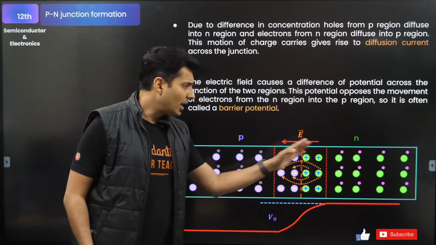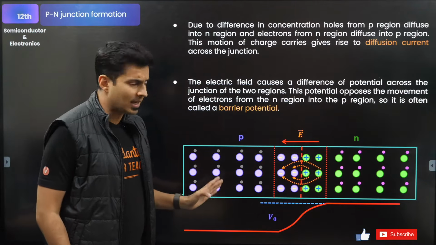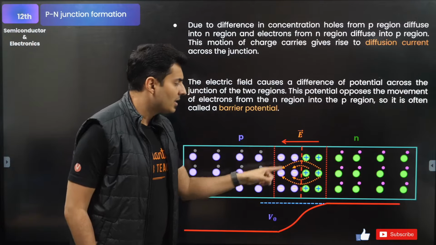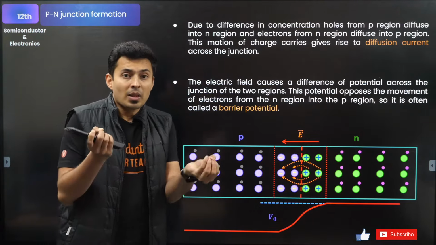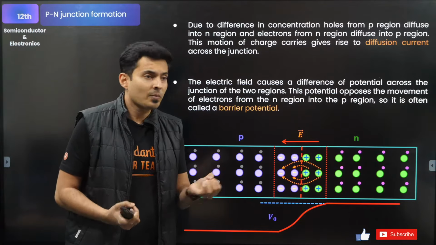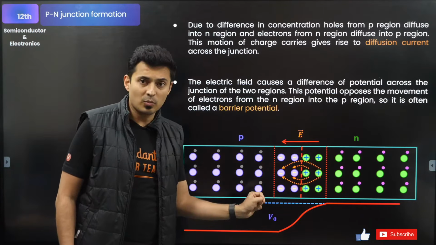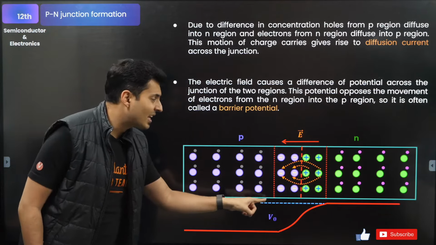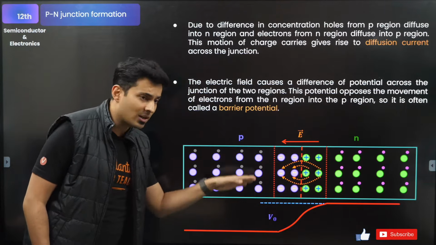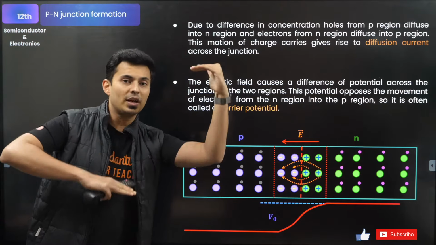The moment the electrons flow to the p side, you will see the negative charges and the positive charges created here now create a potential difference. This is at higher potential because this is positive, because electrons have left it, and electrons getting accumulated creates a negative charge, negative potential or lower potential. So there is a potential difference.